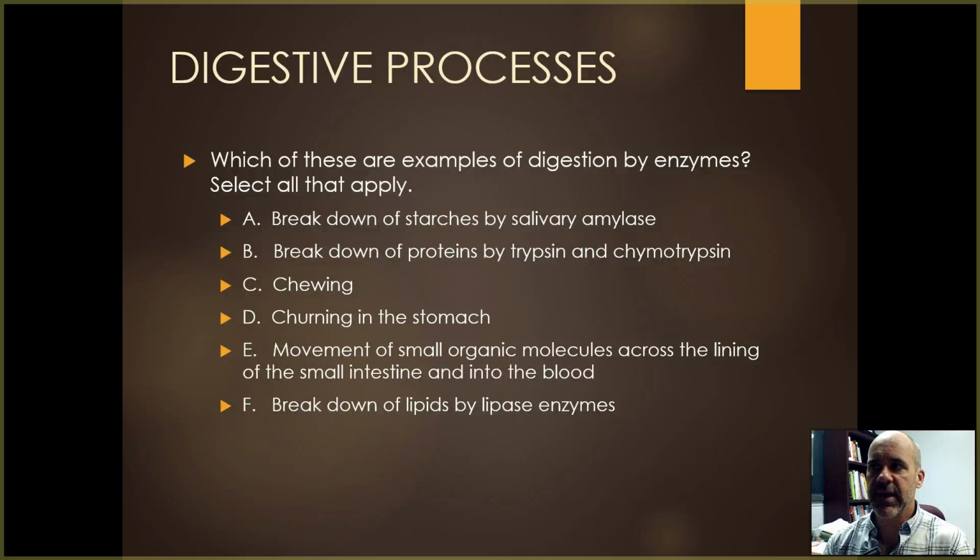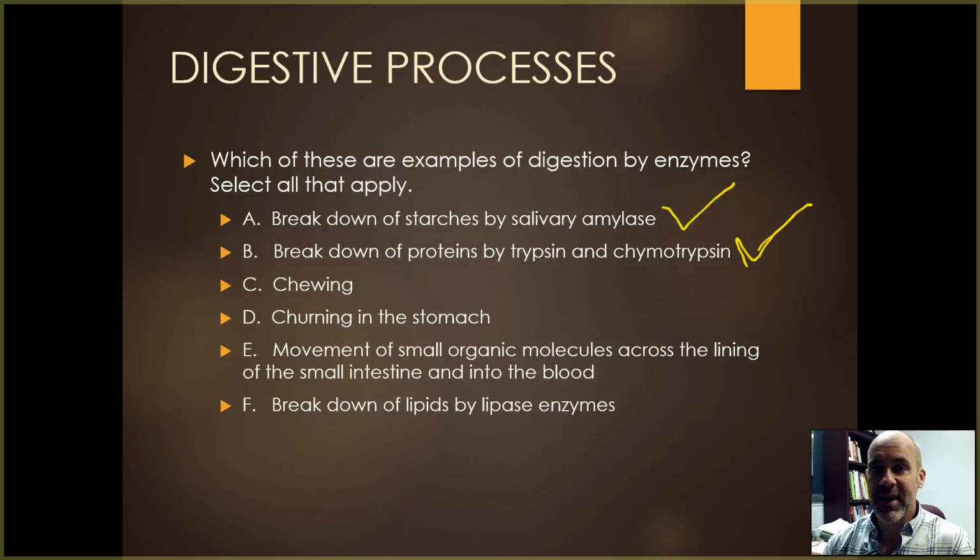All right, so how about A, breakdown of starches by salivary amylase? Generally, when you see ase on the end of a word, that's a pretty good shot that it's an enzyme. Amylase, in fact, is an enzyme that breaks down starch. Starches are polysaccharides. Okay, B, breakdown of proteins by trypsin and chymotrypsin. Oh yes, trypsin and chymotrypsin are enzymes that we call proteases, and their job is to break down proteins into smaller subunits.